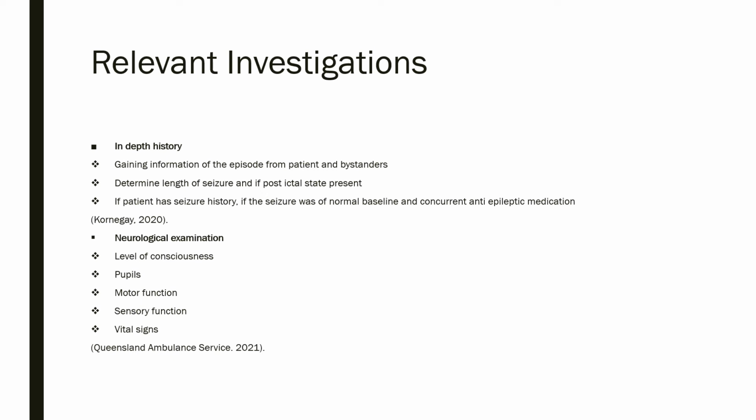Second is assessing pupils to ensure they are equal in size and reactive. Third is motor function, which involves assessing muscle coordination, strength, and tone. Fourth is evaluating sensory function by assessing a patient's ability to hear and understand verbal communication. And finally, completing a full set of observations. Completing both in-depth history and neurological assessment allows for a full clinical picture to be formed.